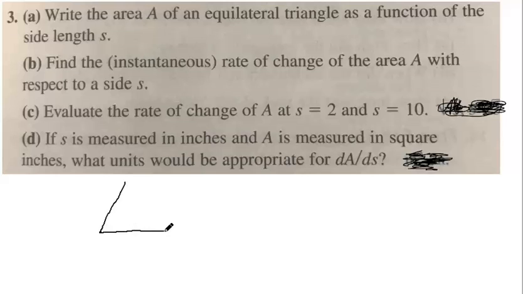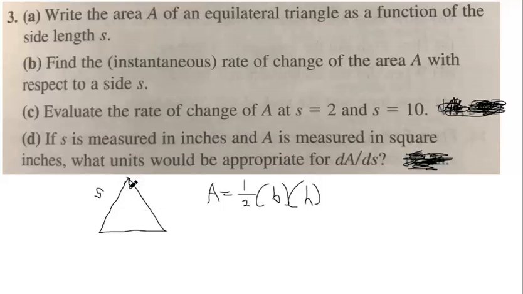So an equilateral triangle, all the sides are the same. They want us to call the side lengths S. We're supposed to find the area of the triangle. The area of a triangle is 1/2 times the base times the height. And a base and a height of a triangle are just two things that make right angles.